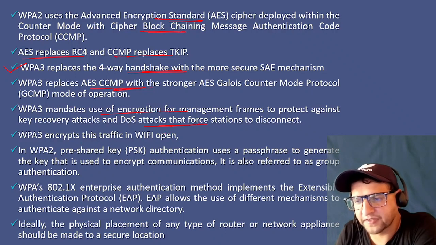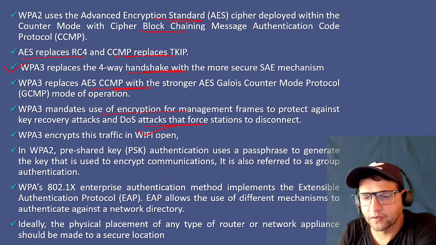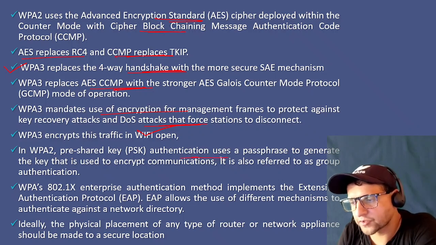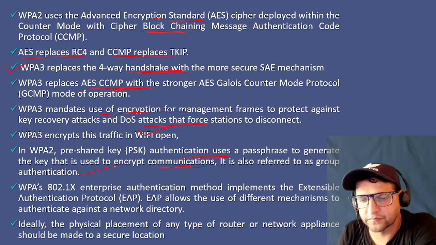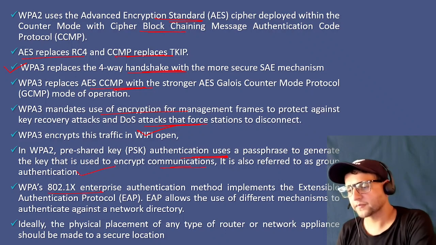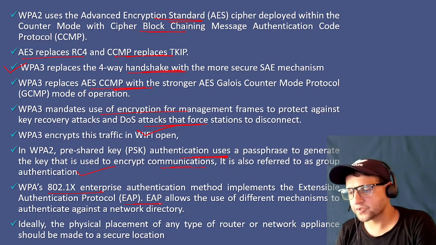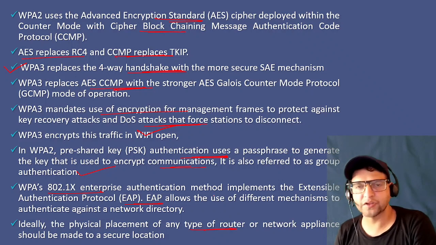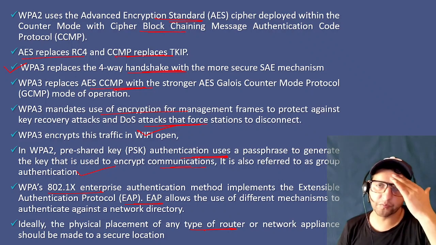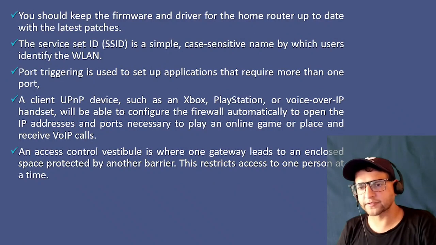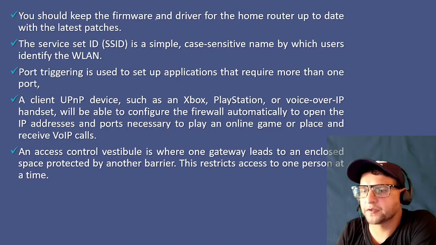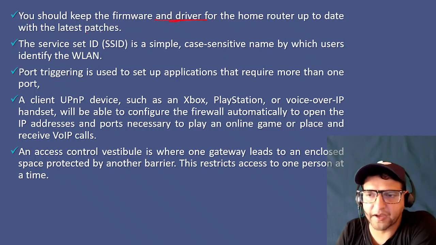It encrypts this traffic in open Wi-Fi also. WPA2 PSK authentication uses a passphrase to generate the key that is used to encrypt communication, and is also known as group authentication. There's also 802.1X that uses EAP, which allows use of different mechanisms to authenticate against a network. Ideally, the physical placement of a router or network appliance should be in a secure location. So till now I saw three or four questions related to those security concepts. You should keep the firmware and drivers for a home router up to date with the latest patches.